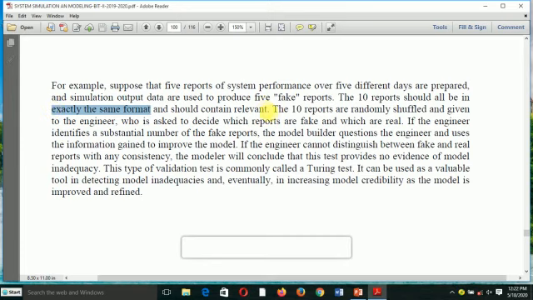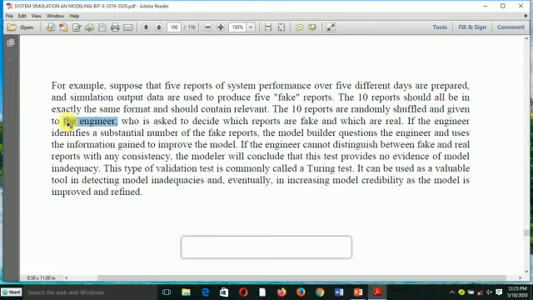And they contain relevant data. So they are almost the same. If you are reading them, you see that there is no difference between them. So the 10 reports are randomly shuffled. You take the 10 reports and you mix them. For example, you can mix them and then throw them in the air, let them fall down, and then give them to the engineer.